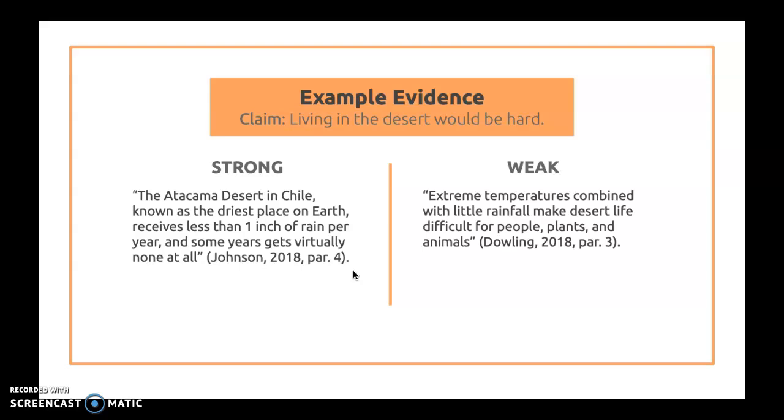This is a great piece of evidence because it is giving me a specific number to work with, as well as a specific place that I can then visualize why living in the desert might be hard. On the right-hand side here, you will see a weaker example that says extreme temperatures combined with little rainfall make desert life difficult for people, plants, and animals. This example here is really just repeating, but not giving specific examples of why living in the desert would be hard. And again, my suggestion here is that you're going to try to find specific numbers or places that are referenced that show living in the desert would be hard versus just repeating my claim.